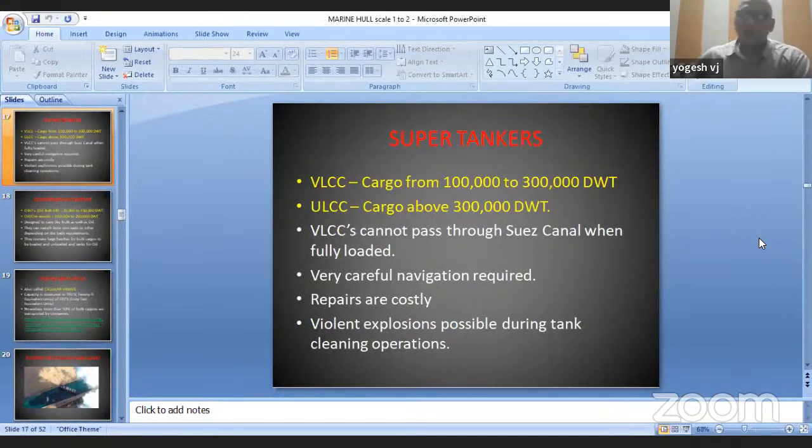Now what are super tankers? Super tankers are VLCC, that is very large crude carriers, which carry cargo from 100,000 to 300,000 deadweight tonnage. Then apart from VLCC, very large crude carriers se bhi upar rehta hai ultra large crude carriers, ULCC. They carry cargo which is more than 300,000 deadweight tonnage. So the largest crude carriers are ULCC, not VLCC. VLCC is very large, ULCC is ultra large. So 300,000 deadweight tonnage se upar agar cargo ka wajan rahega, then it is an ultra large carrier. You have to keep this in mind.